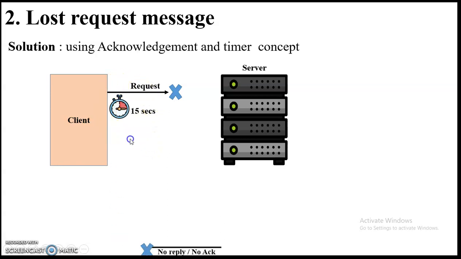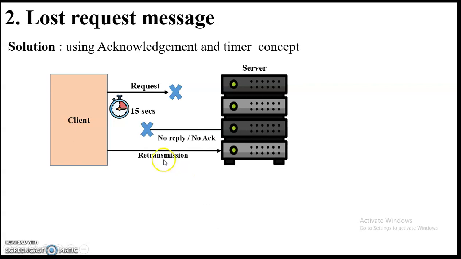Now again there is a timer of 50 seconds. The client says that it is expected that I should receive a response within 15 seconds. But if the server has not received the request, how can it send a reply or acknowledgement? So the server will not send the reply or acknowledgement. Then the client identifies that maybe the request has been lost, or maybe the server has gone down. So let's retransmit. After waiting for 50 seconds, if it has not received a reply or an acknowledgement, it retransmits the request.